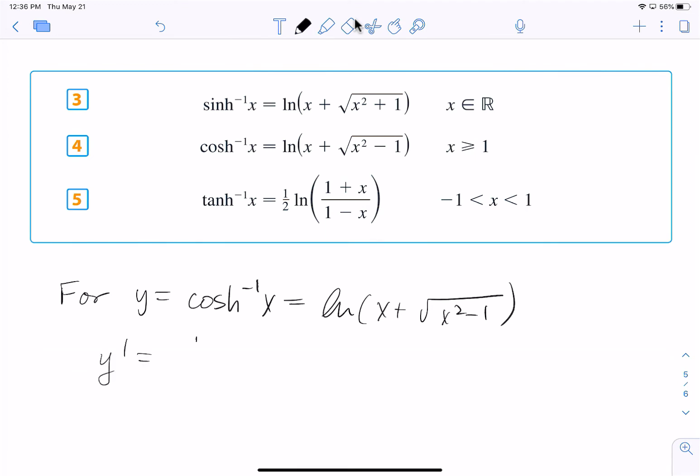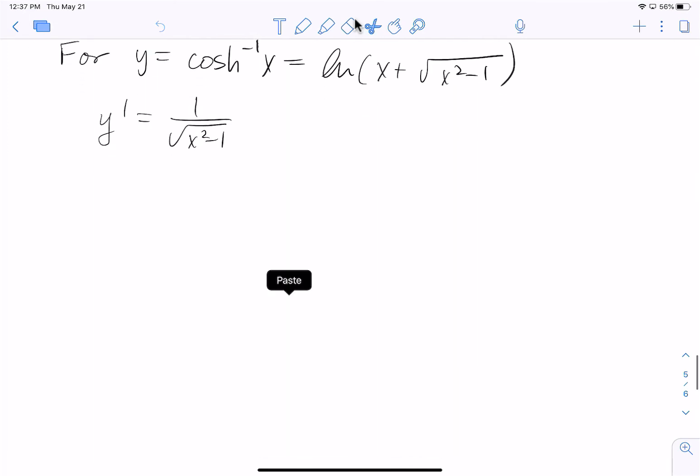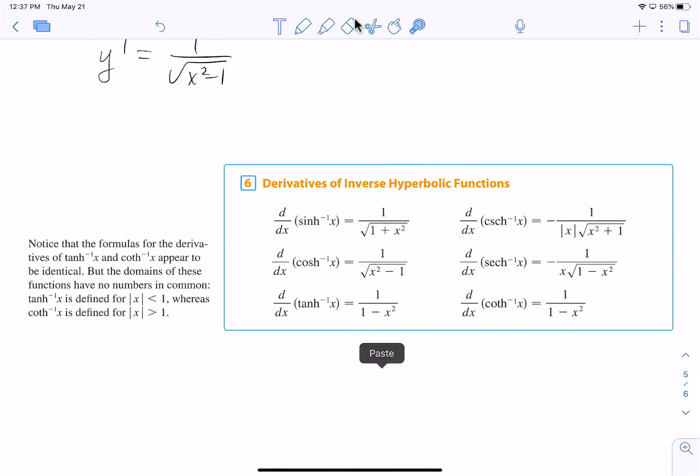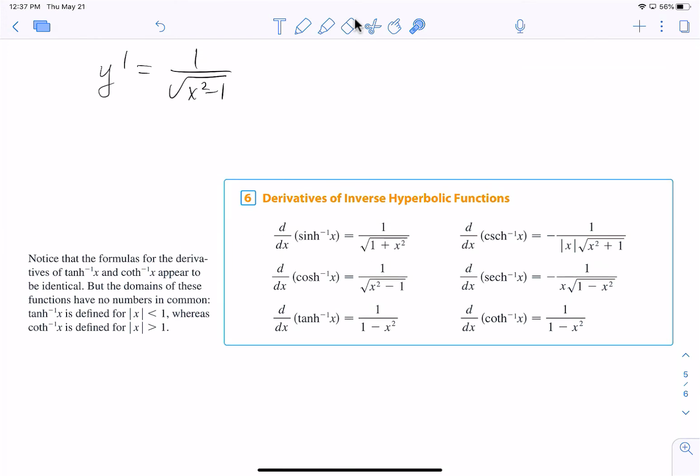Y prime would equal 1 over the square root of x squared minus 1. We actually saw this in a previous video on derivatives of natural or logarithmic functions. And just by powering through using our rules of differentiation and the definitions that we have here, derivatives of inverse hyperbolic functions. So the inverse hyperbolic sine has a derivative that is 1 over the square root of 1 plus x squared. The inverse hyperbolic tangent has a derivative of 1 over 1 minus x squared.